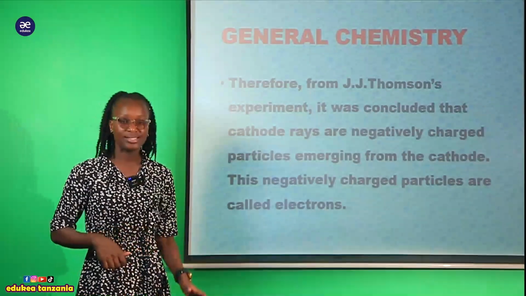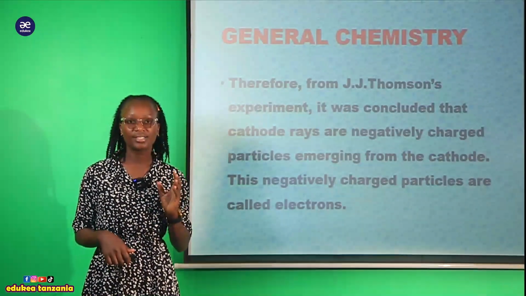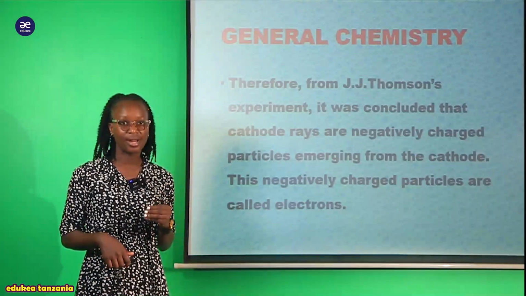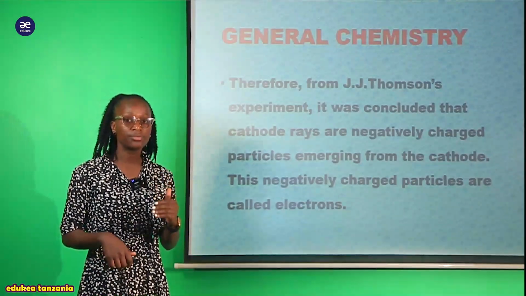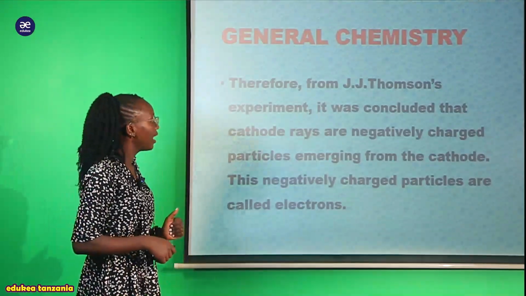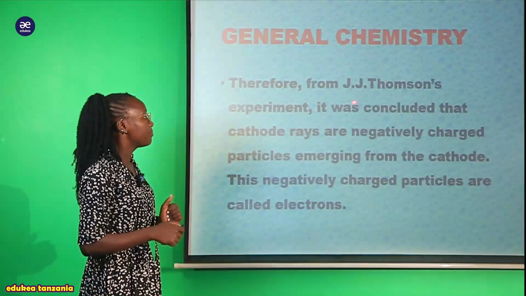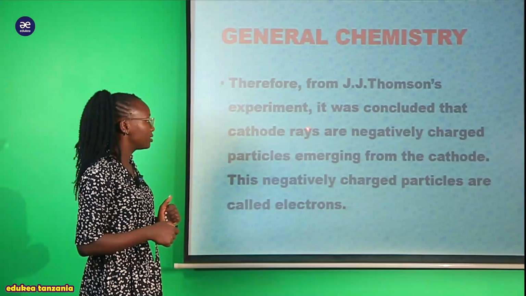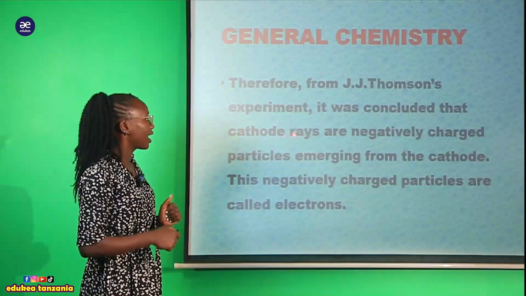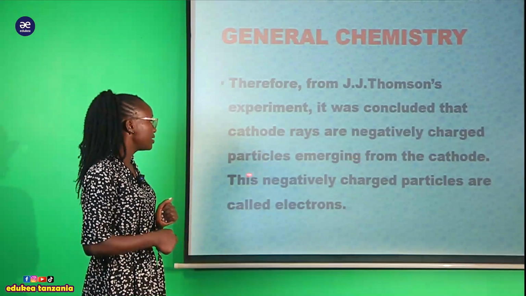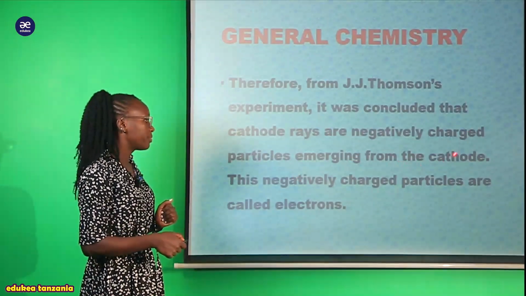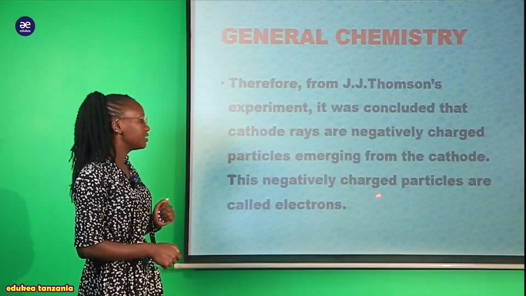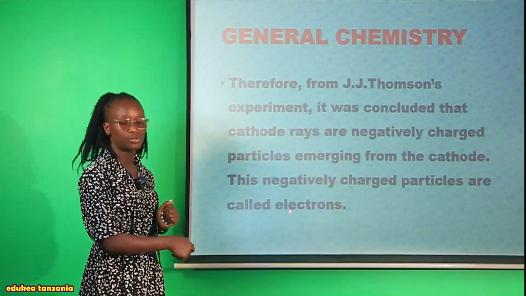So now my students, that is the main characteristic or property of the cathode rays according to J.J. Thomson's experiment. Therefore, from J.J. Thomson's experiment, it was concluded that cathode rays are negatively charged particles emerging from the cathode. These negatively charged particles are called electrons.